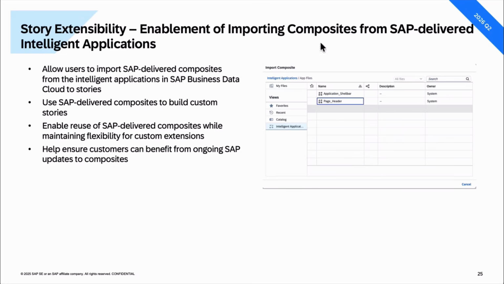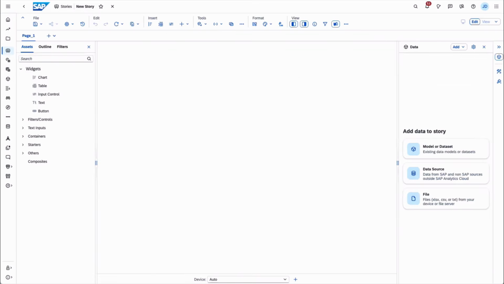While you are importing the composite into your story, an additional entry now appears in the dialog box with the Q2 QRC release, that's intelligent apps. Here you are able to, for example, click on the intelligent apps and import page header, application shell bar, or KPI tile into your own stories, and then create your own story based on SAP-delivered composites within the intelligent applications. So now let's move into the demo.